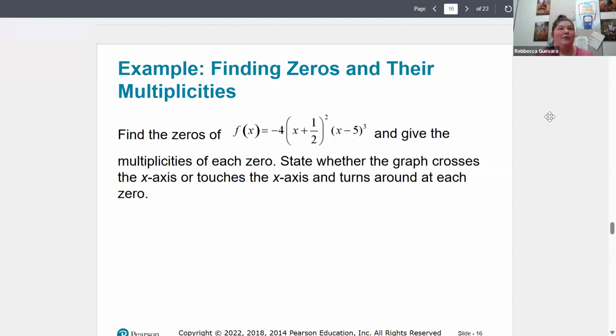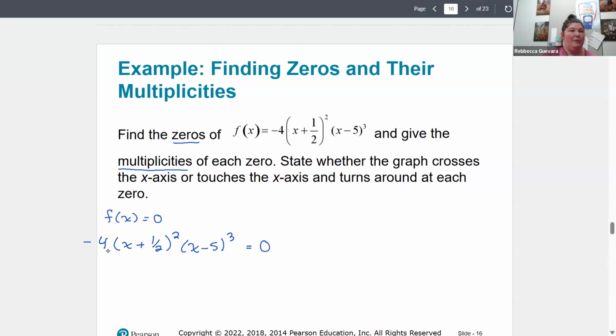So here we have -4 times (x plus 1/2) squared times (x minus 5) cubed. We want to find the zeros of this function and the multiplicities of each zero. Then we're going to state whether we expect the graph to cross at the x-axis or touch at the axis and turn back around. So we look at f(x) equals 0 to find our zeros. That means -4 times (x plus 1/2) squared times (x minus 5) cubed equals 0.